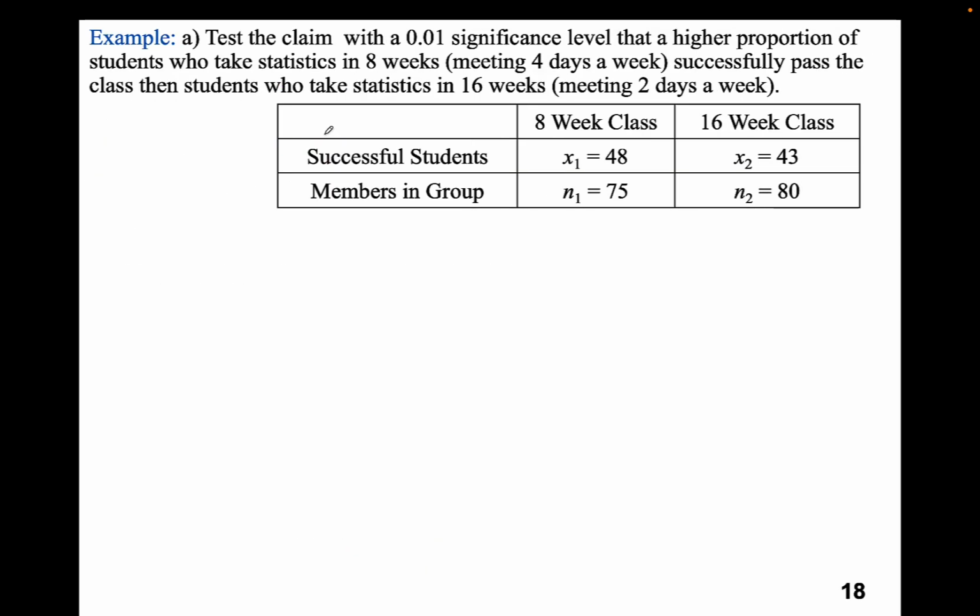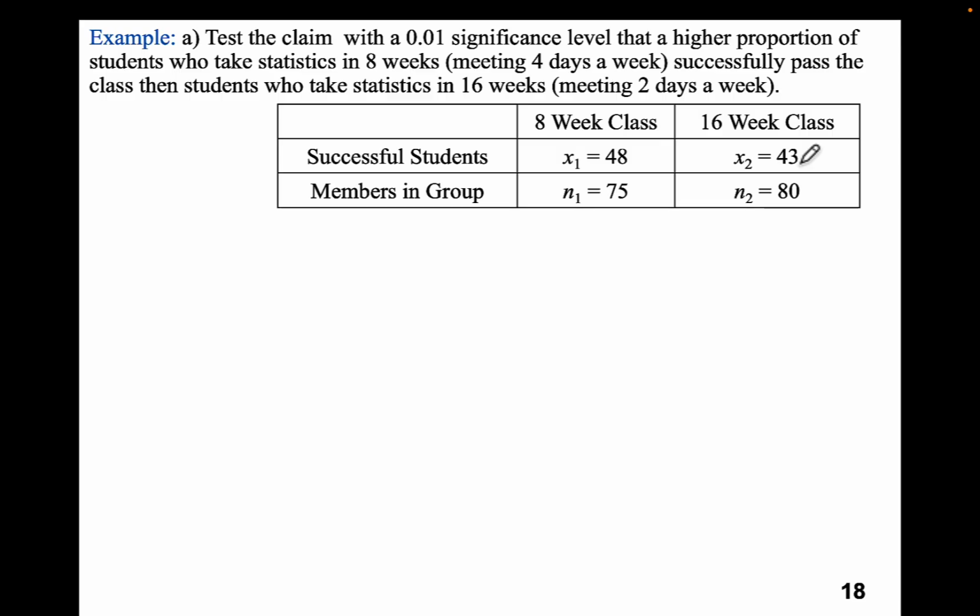Let's try another one. Test the claim with a 0.01 significance level that a higher proportion of students who take statistics in 8 weeks, meeting 4 days a week, successfully pass the class than students who take statistics in 16 weeks, meeting 2 days a week. Okay, got two populations here. We've got 8-week stat students. Looks like we had 75 of them, 48 passed. We have another population of 16-week stat students. There were 80 of them, and 43 passed.